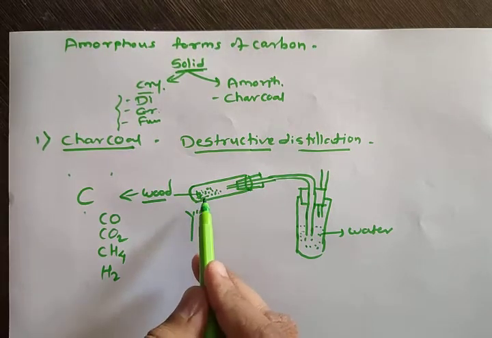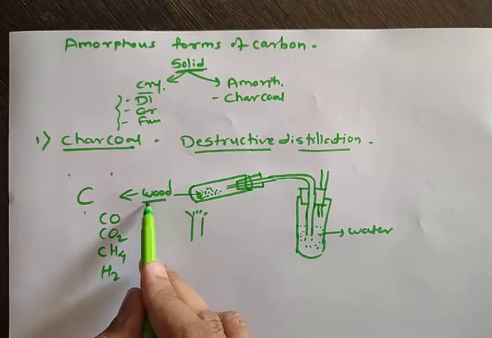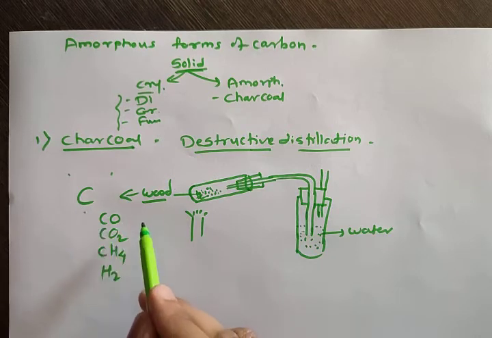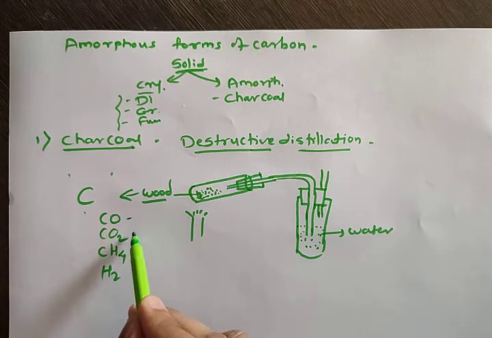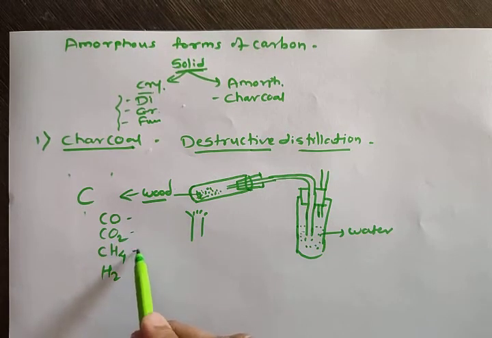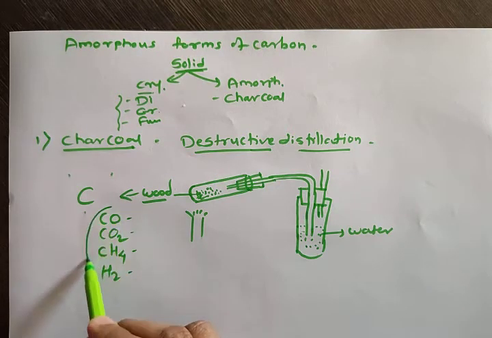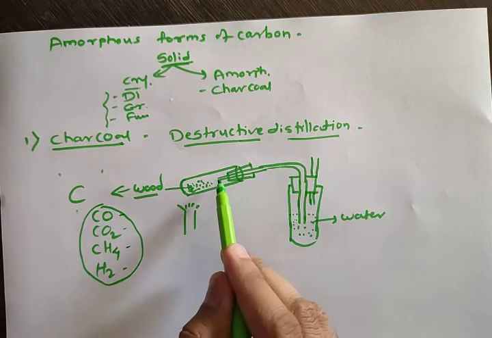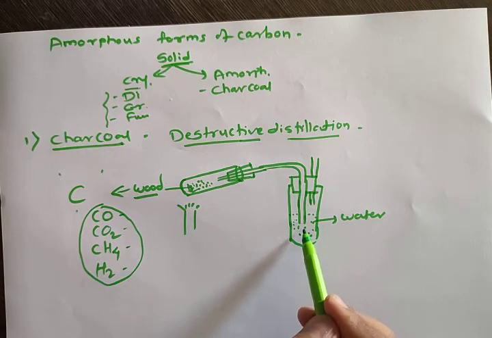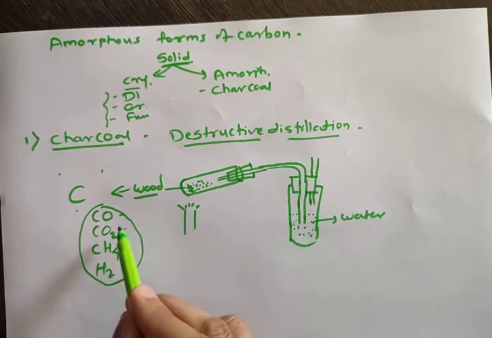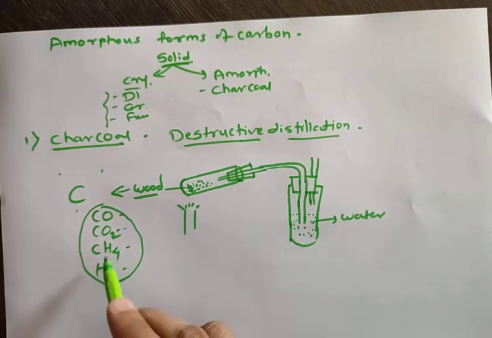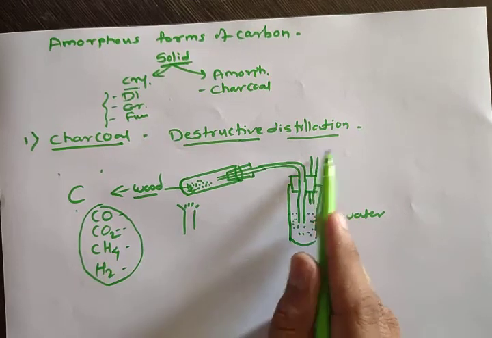So when we heat this wood, which consists of carbon inside it, it releases these four gases: carbon monoxide, carbon dioxide, methane, and hydrogen gas. All these four gases escape through this tube and go into this water. Water absorbs some of the gases, like carbon dioxide, and the remaining gases go out of this test tube.